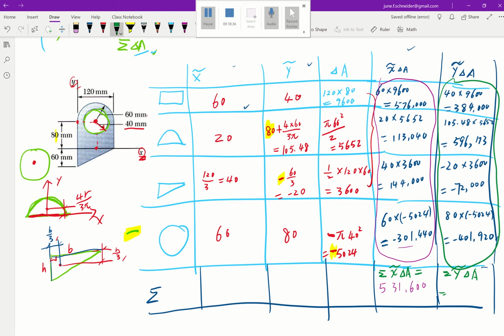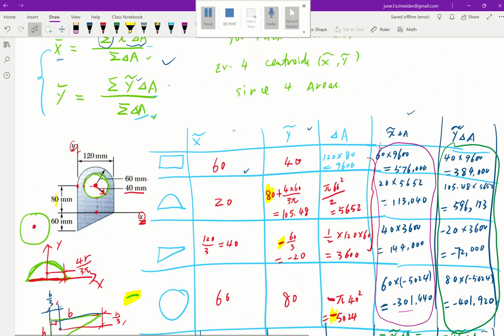We have 384,000 plus 596,173, then minus 72,000, then minus 401,920. Then our answer is 506,253. Okay. I think we're almost done, right?